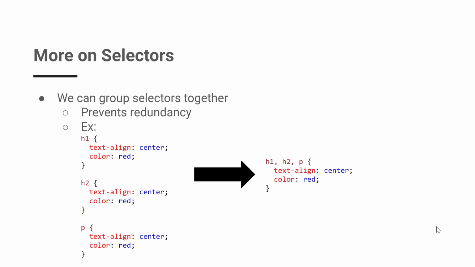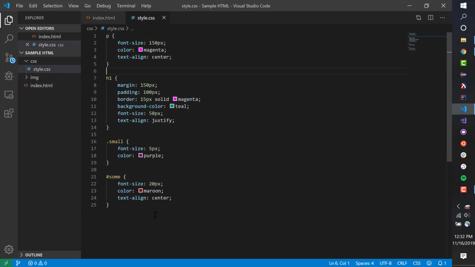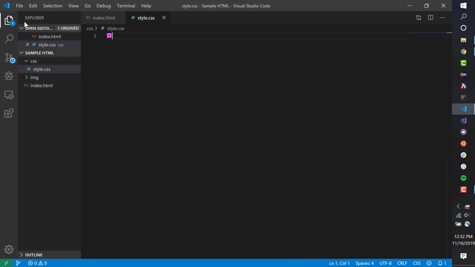So that's saying I want to style my H1, H2, and paragraph elements because we're applying the same exact style to them. Here we can actually increase specificity on our styling. So here we can switch on over. We'll clear out some of the previous styling we had.